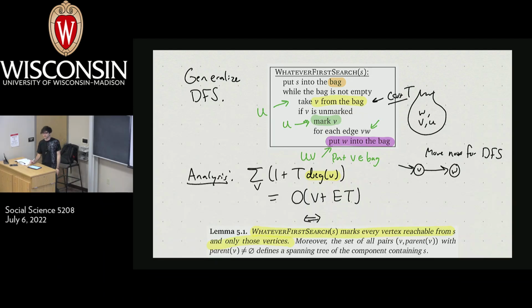Yes? The 1 plus is just because we're marking V, we have to grab V. There's just some operations we're doing on V itself, and that doesn't cost T. I'm including the T as the point when we're putting things in the bag. Taking out doesn't. Yeah, taking out also costs T.